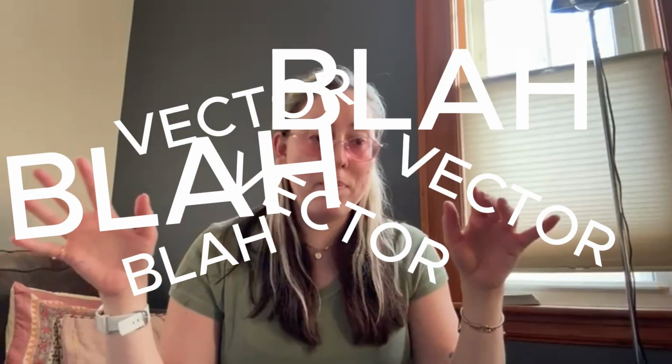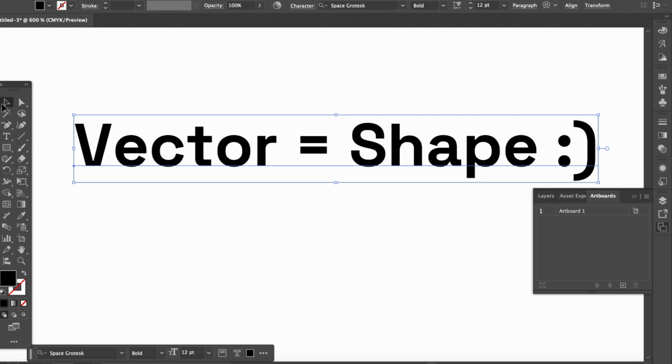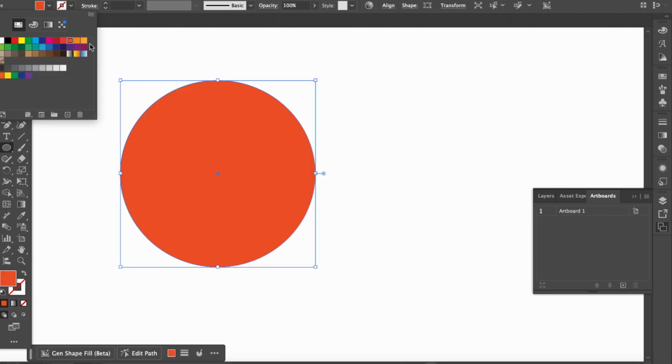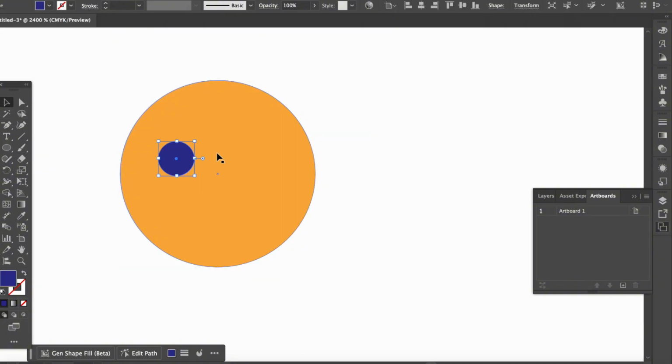So, you've heard the word vector, and you're like, what is this? Is it future tech? Is it math? Is it art? It's a shape. A vector is a digital shape made of points, lines, and curves. It's infinitely scalable, which means you can blow it up to the size of a billboard, or you can shrink it into a tiny icon and it stays crisp.